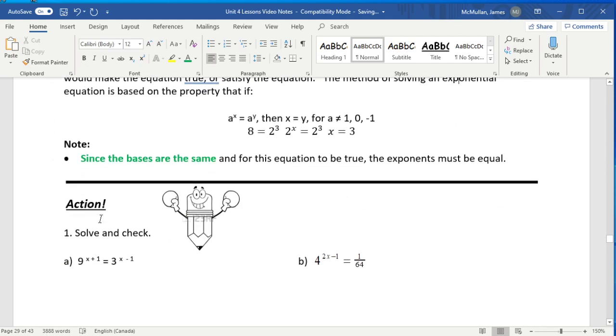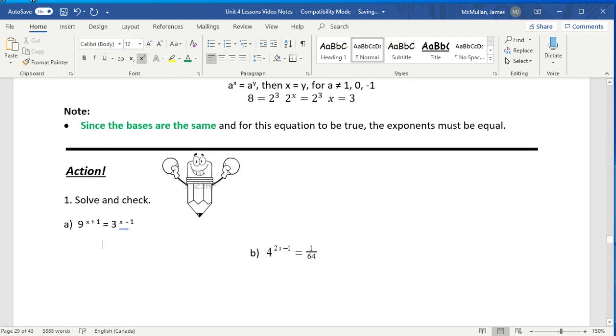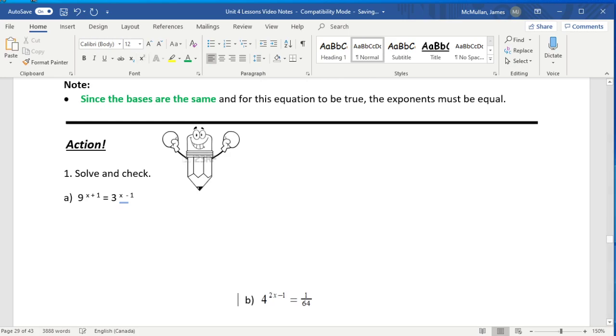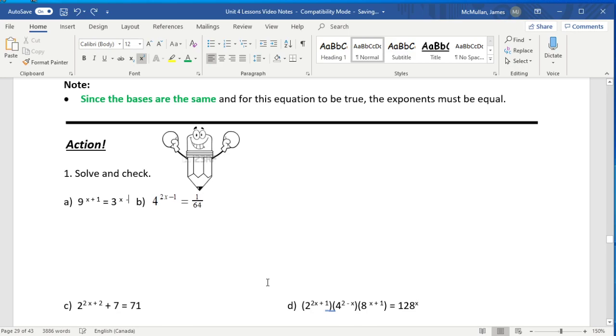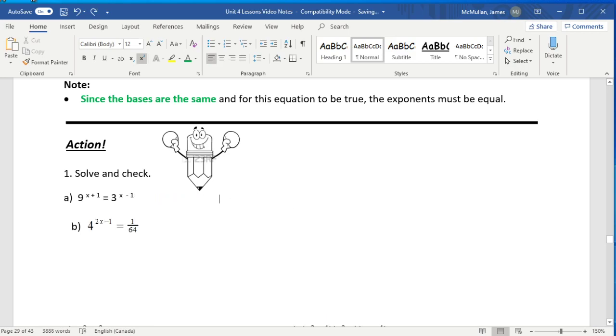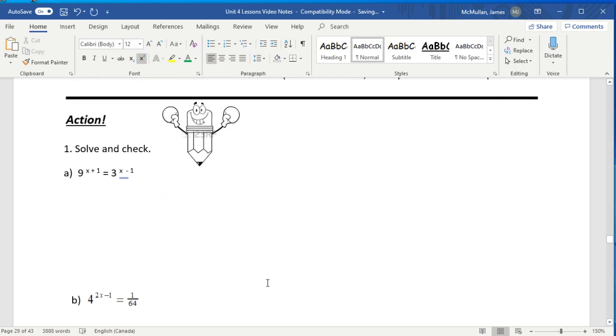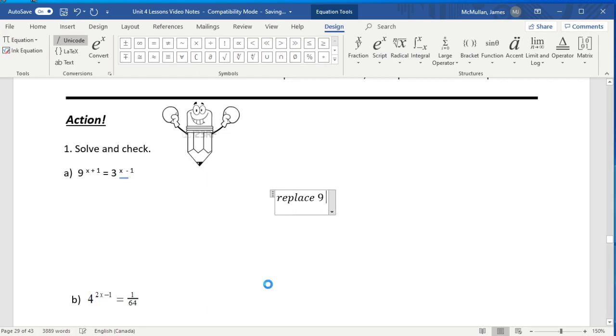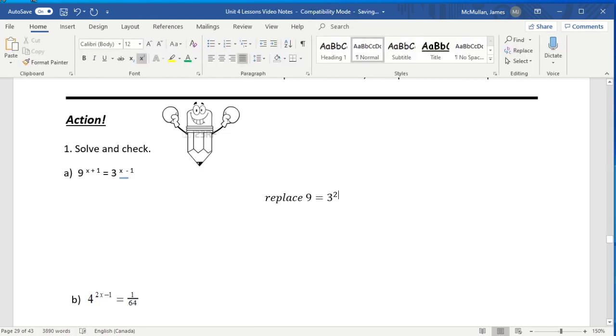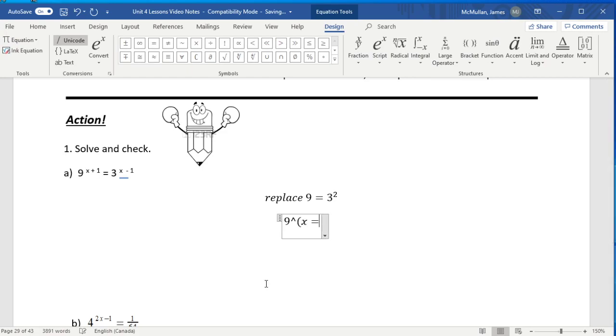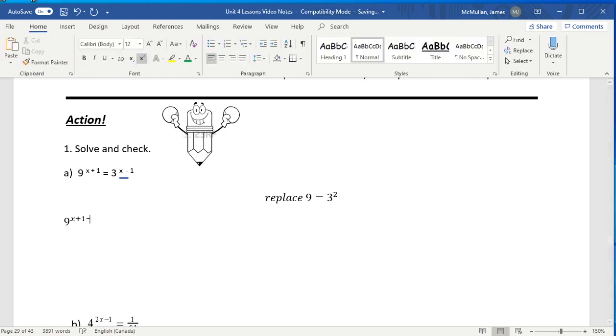So here's a really good one to get us started. I think today we can just jump right in. There's not a lot of theory. It's basically all about how you write two things using the same base. So for this example, what I'm going to do is replace 9 with 3 squared. Therefore 9 to the power of x plus 1 becomes 3 squared, all raised to the power of x plus 1.